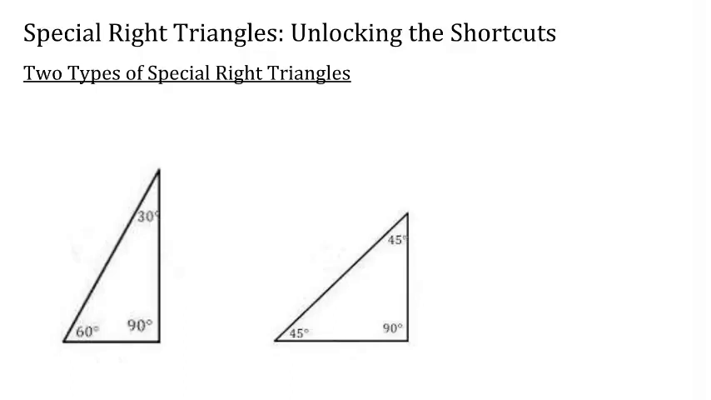In this video, we're going to learn about two types of special right triangles, the 30, 60, 90 right triangle and the 45, 45, 90 right triangle. The 45, 45, 90 can also be called an isosceles right triangle because when you have two angles that are the same, you also have two sides that are the same. And notice in this case, it's the two legs of this right triangle that are congruent.